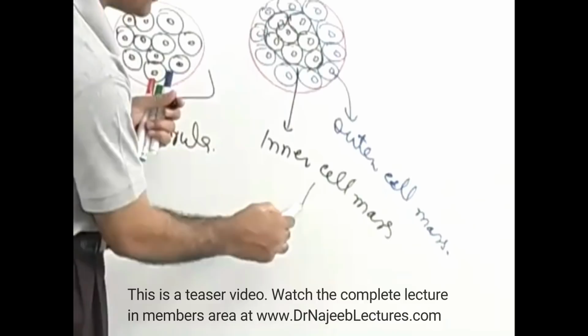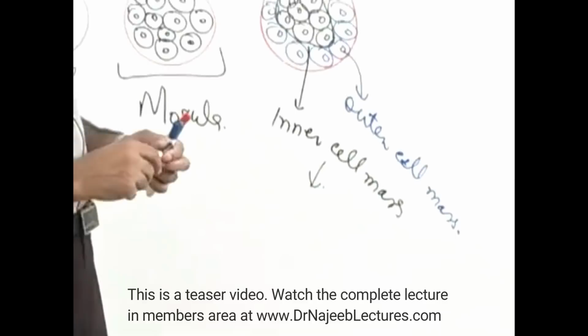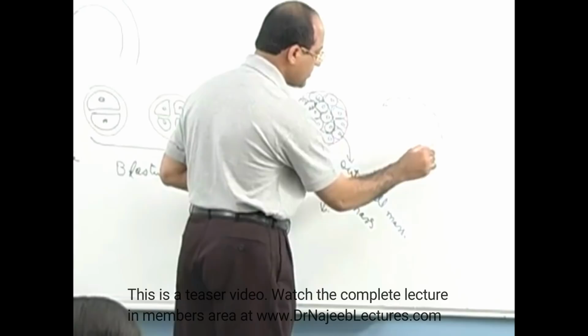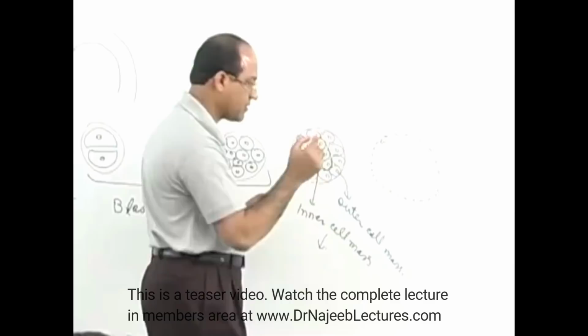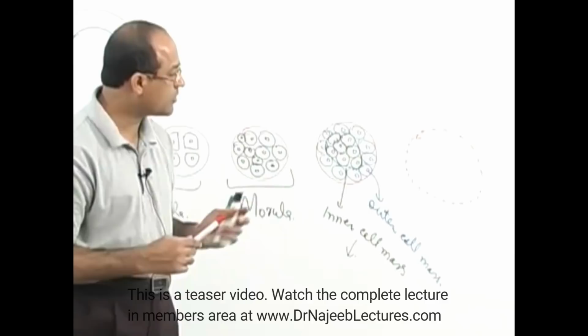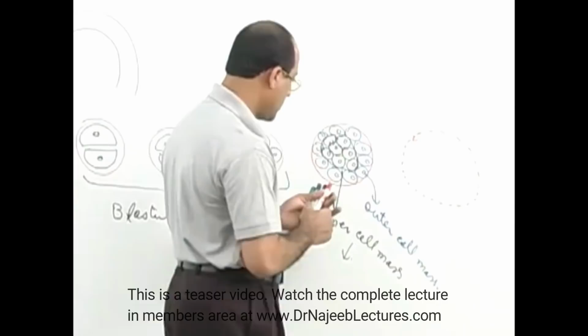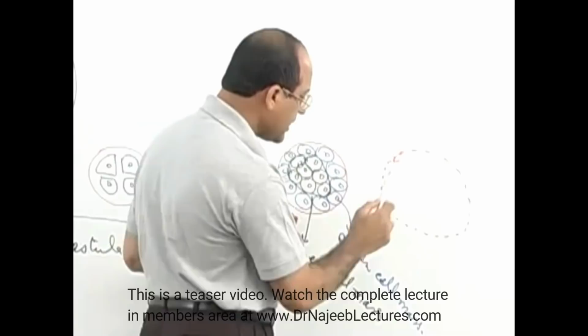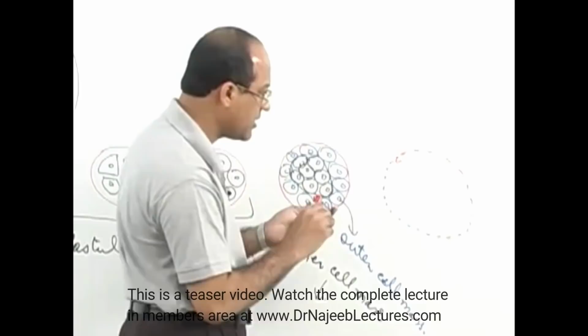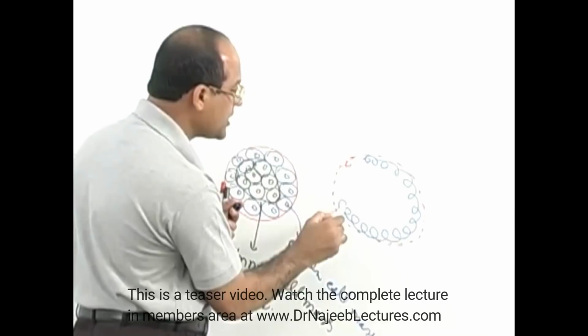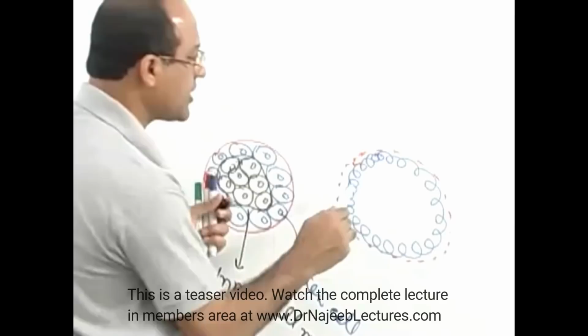Now, next stage, what really happens, that blastocyst starts, zona pellucida starts dissolving. And when zona pellucida is undergoing dissolution process, lot of fluid is accumulating within. And when lot of fluid is accumulating within, outer cell mass remains like this. And within the sphere of outer cell mass, inner cell mass is attached at a particular point. This is inner cell mass.